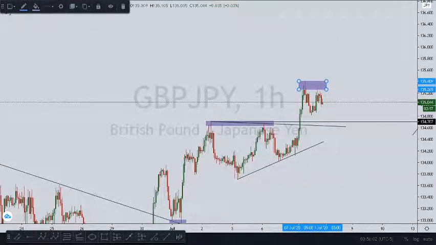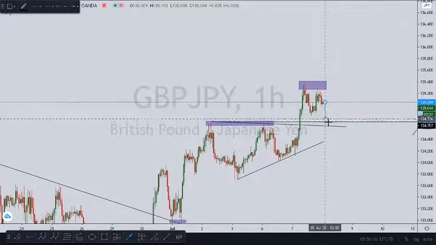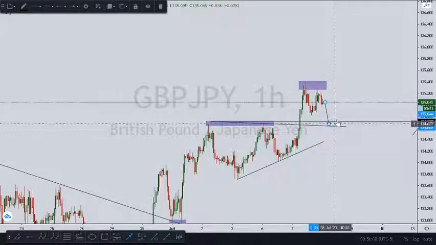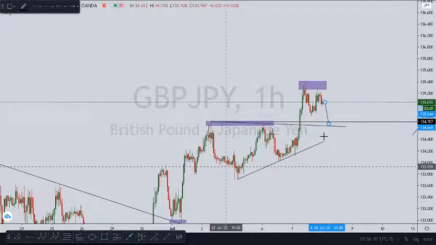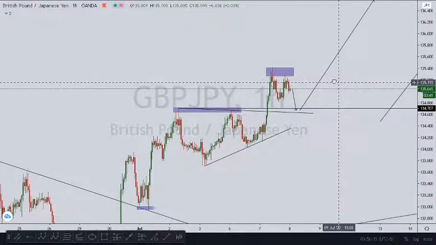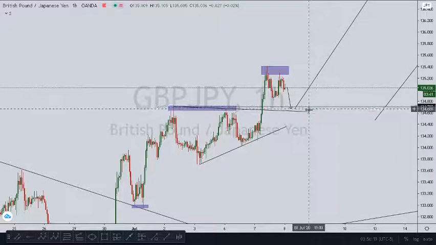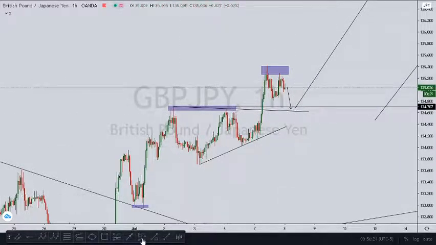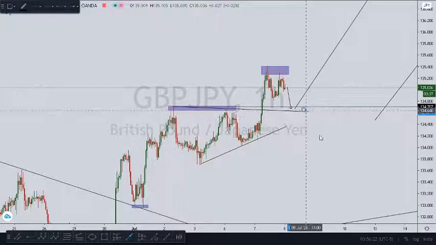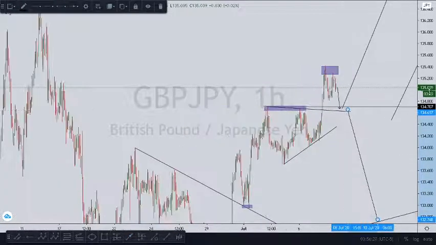What may happen for the forecast is a rejection to this support level here for a continuation up. However, if that doesn't happen, we can also expect a break of this level here for a continuation down. So this is for now what we're expecting.